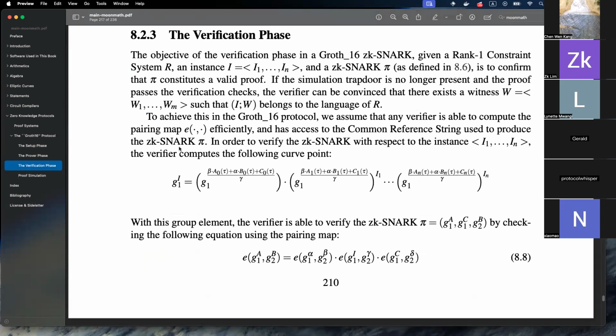So there's an assumption, of course, that each verifier can compute the pairing map efficiently and has access to the CRS. Your CRS usually is shared, because without the CRS the verifier is not able to produce or verify anything. So that's why you usually will share your CRS, right?